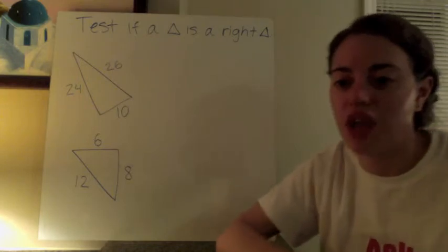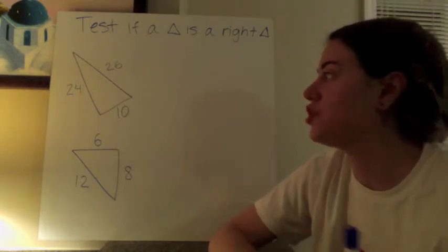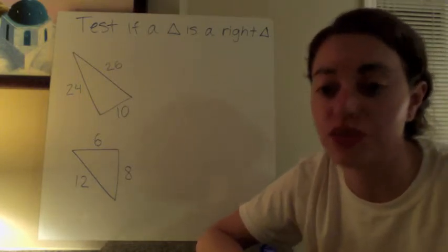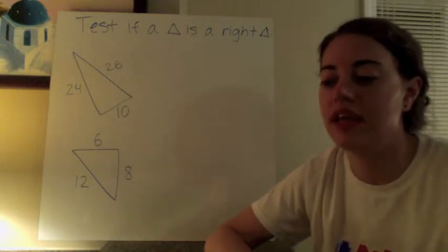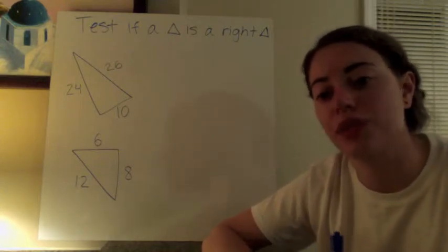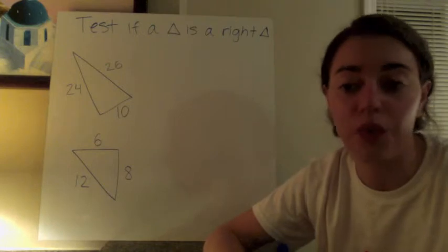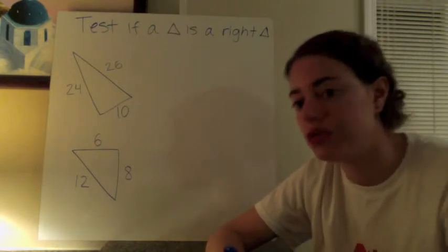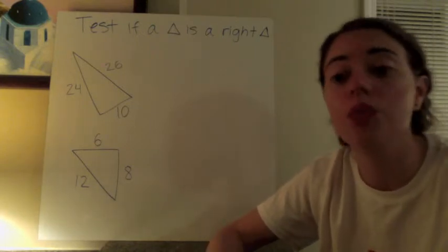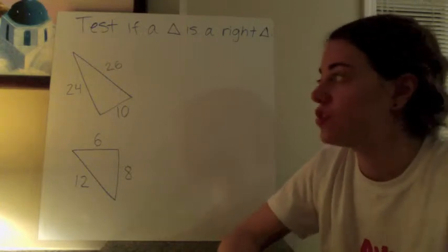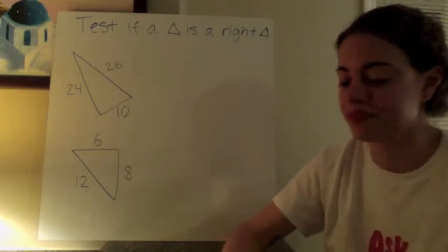The other application of Pythagorean theorem is to test to see if a triangle is a right triangle. Because the formula a squared plus b squared equals c squared does not work for acute triangles or obtuse triangles. It only works for right triangles. So that's one way we can test it.